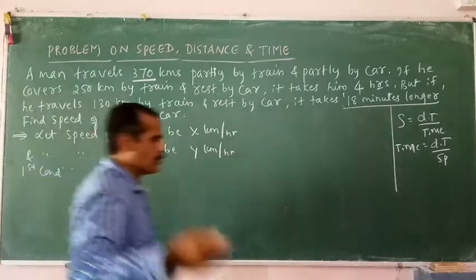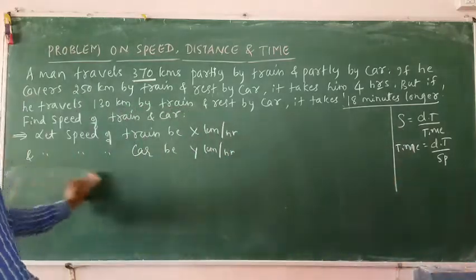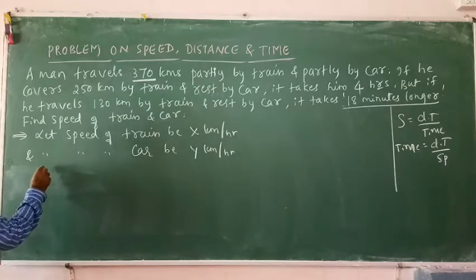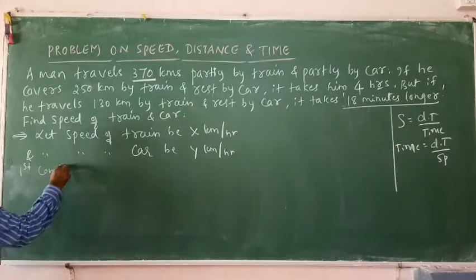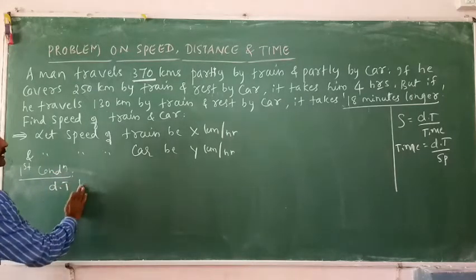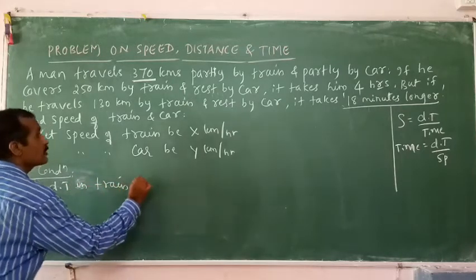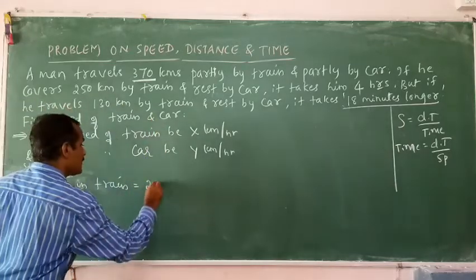If you want more clarity, let me write a few more sentences. Okay, first condition, let me write. Distance traveled in train is equal to how many kilometers? Distance traveled in train is equal to 250 kilometers.